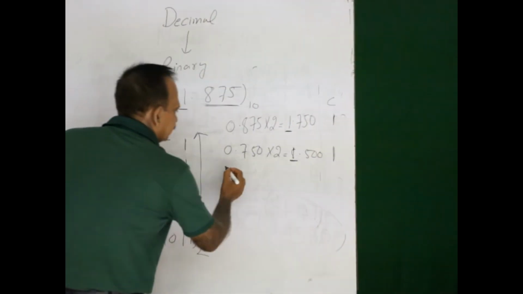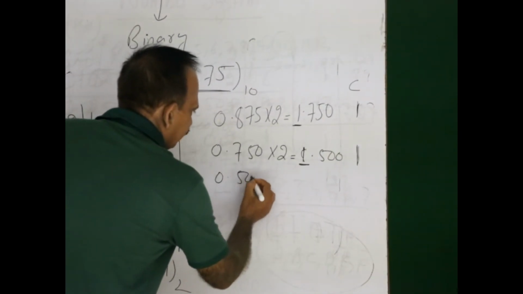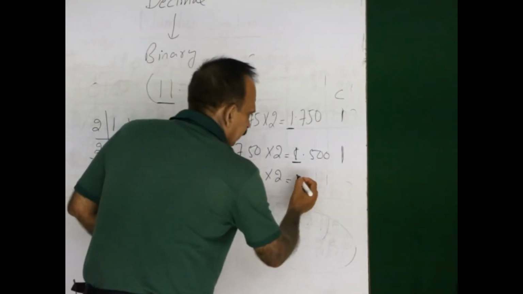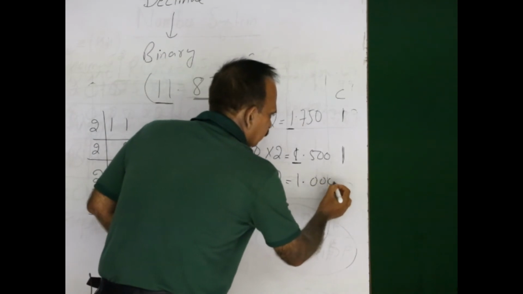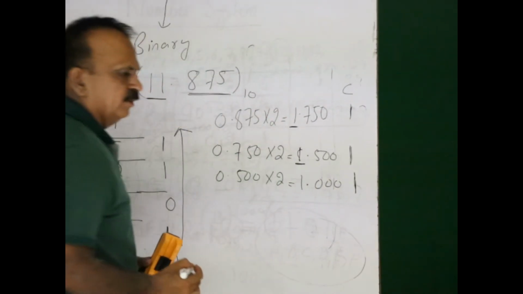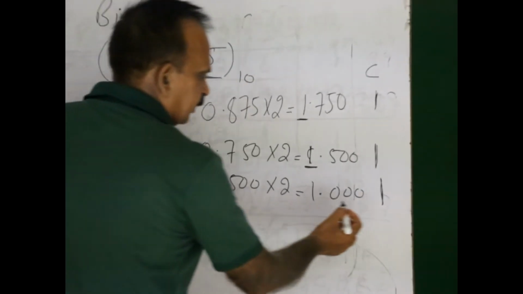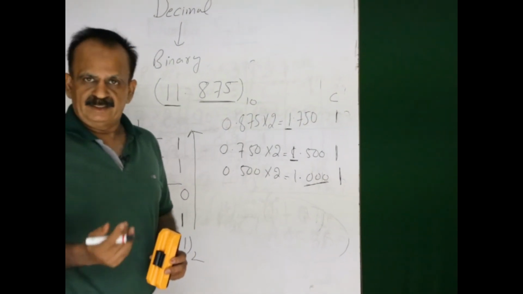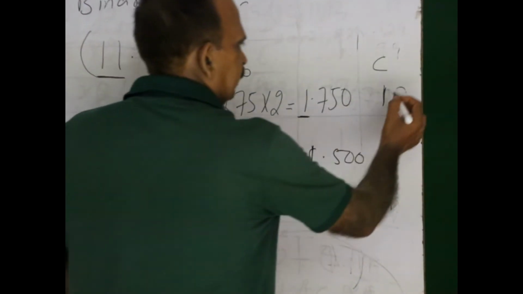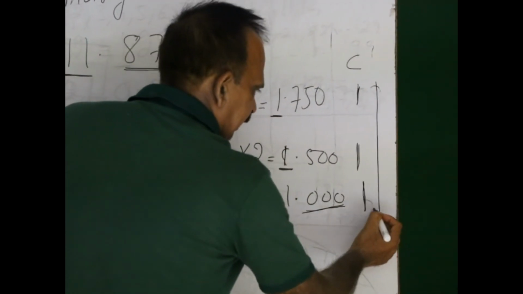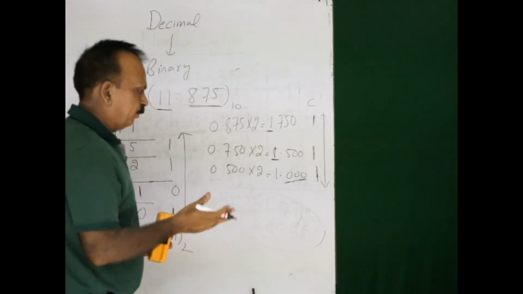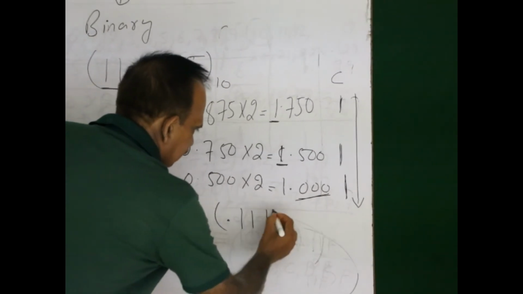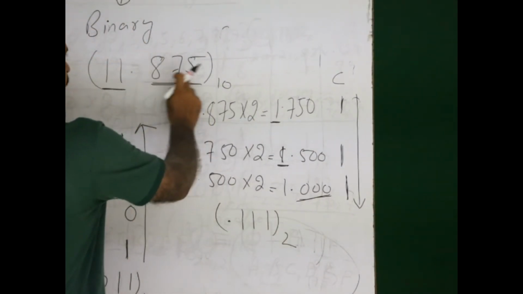Next time it is 0.500 multiplied by 2, it will be 1.000 and the carry part is going to be 1. Again I got the fractional part 0. I think there is no need to multiply again, because the answer is going to be 0. Now, writing the carry from top to bottom, I will get the binary equivalent, and that is 111. This is the binary equivalent of this fraction 0.875.